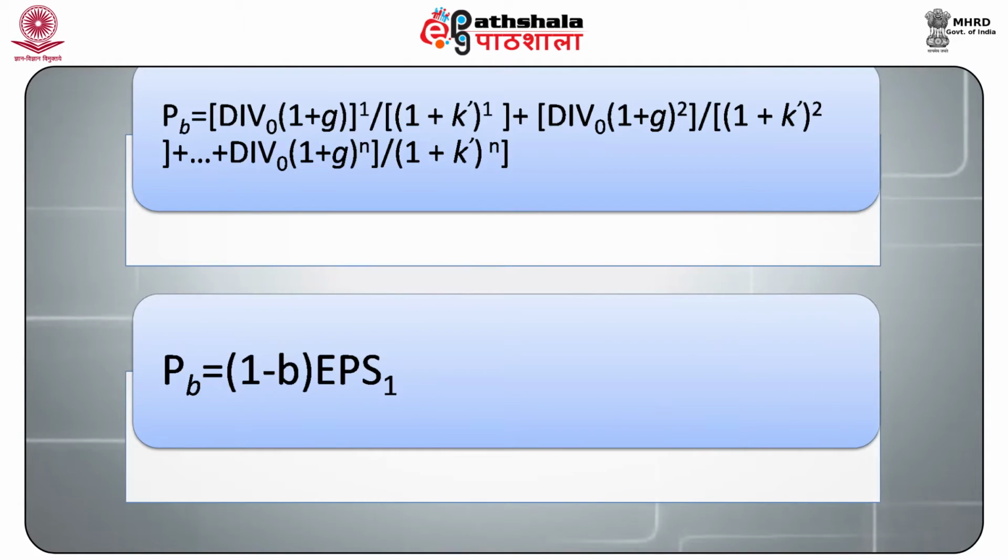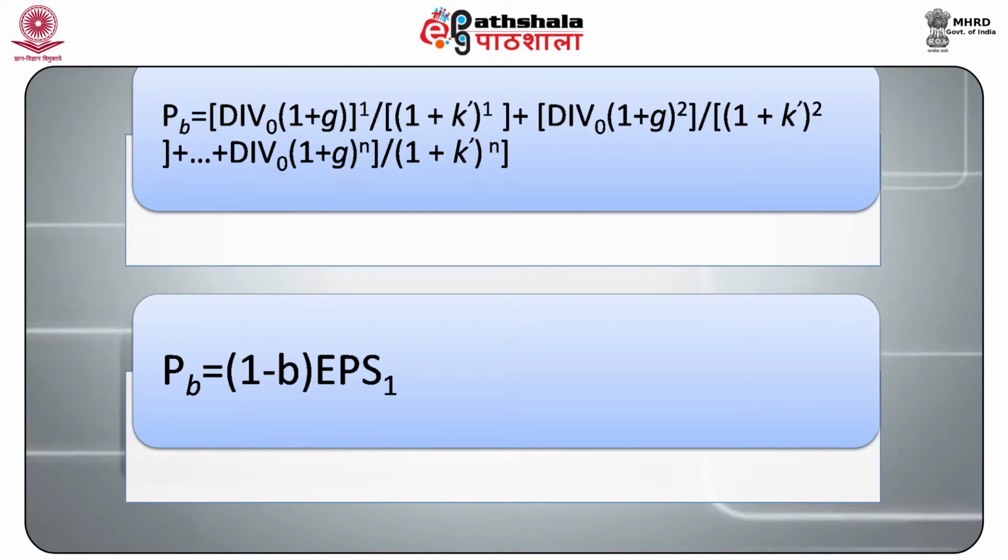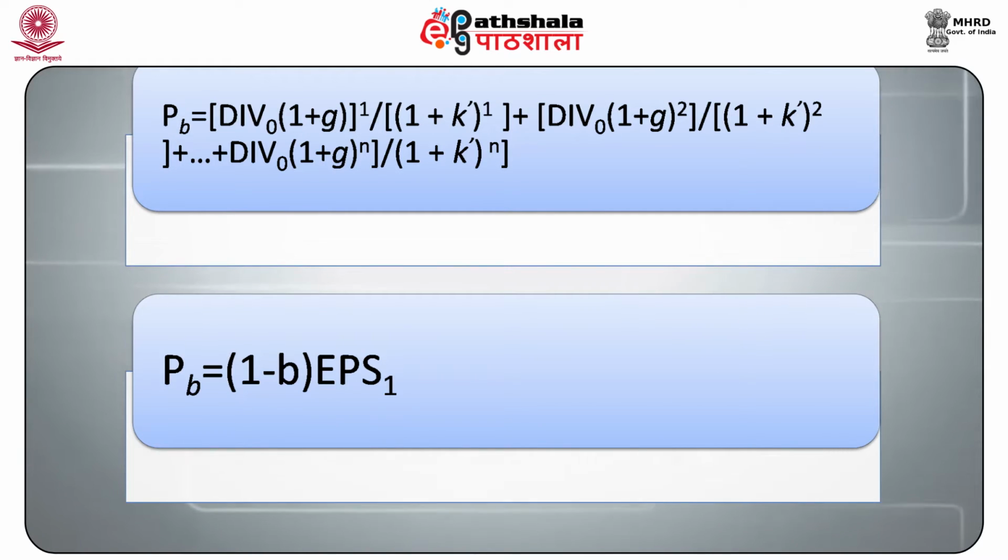Pb equals D0 into (1+g) to the power 1 divided by (1+K1) plus D0 into (1+g) squared divided by (1+K2) squared up to D0 into (1+g) to the power n divided by (1+Kn) to the power n, where Pb is price of share when b is greater than 0.